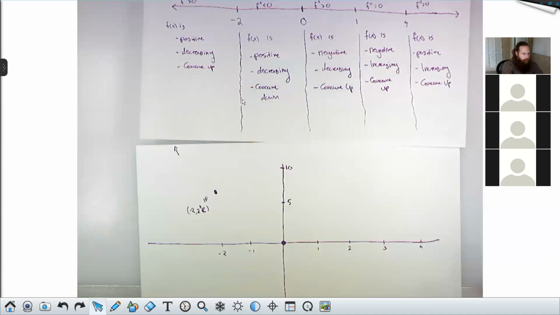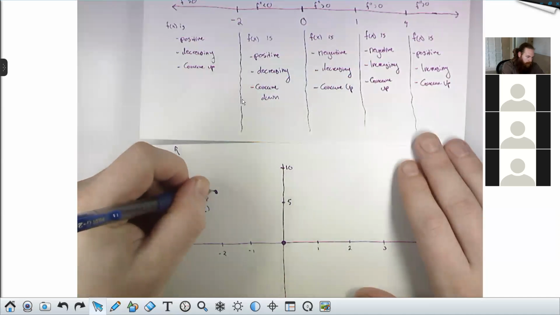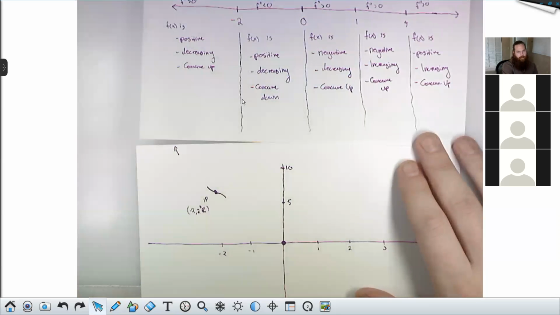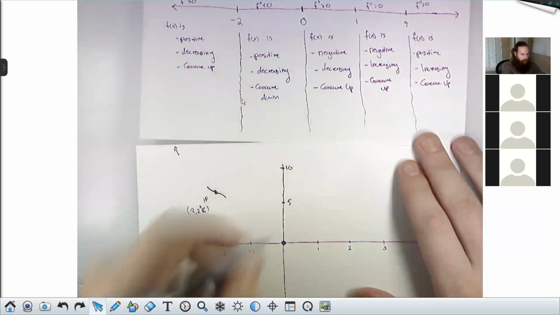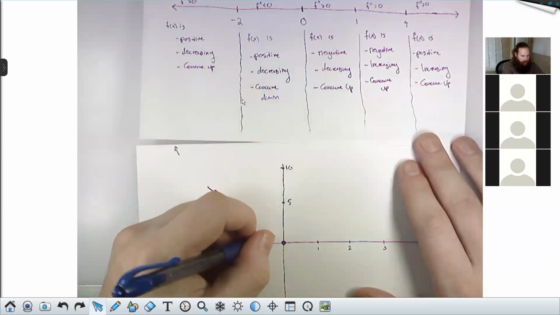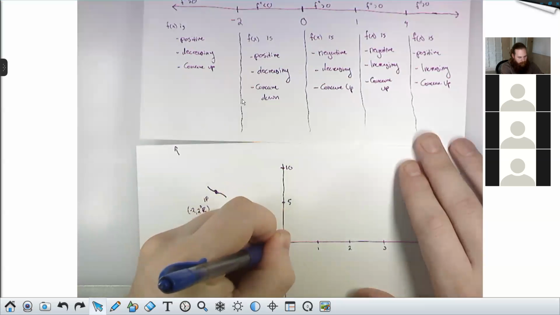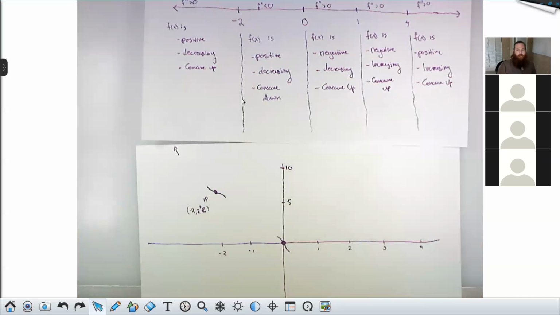So I was concave up over here. Concave down here. And then I go from decreasing concave down here to decreasing concave up here. So I just draw little slivers that have the right behavior. Decreasing concave up, decreasing concave down, decreasing concave down, decreasing concave up.